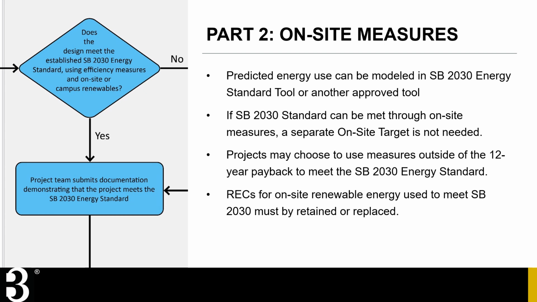Some utility programs provide financial incentives for renewable energy development in order for the utility to use the RECs to meet their renewable energy obligations. Since accessing these incentives typically involves the project giving up the RECs in exchange for this financial benefit, that generation cannot be counted towards SB 2030. There are some programs that allow the building owner to retain the RECs, notably the Demand Credit Rider program, which provides both the RECs and some financial incentive for demand reduction.